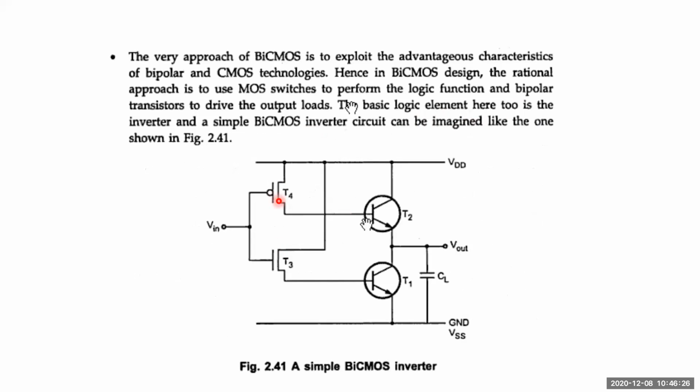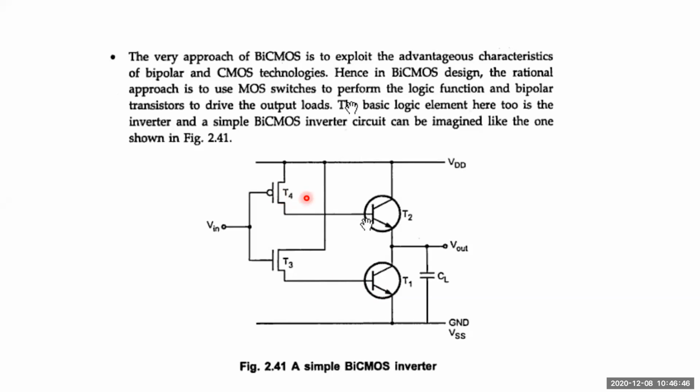If the NMOS is turned off, what happens? The source of the NMOS is connected to T1, so it is not supplying any input to T1. Your T1 goes into the off state. It becomes a non-conducting BJT.